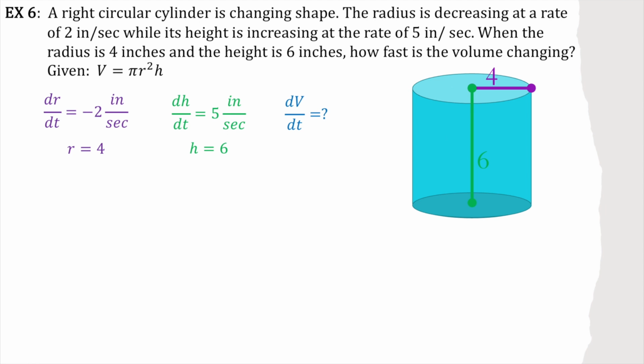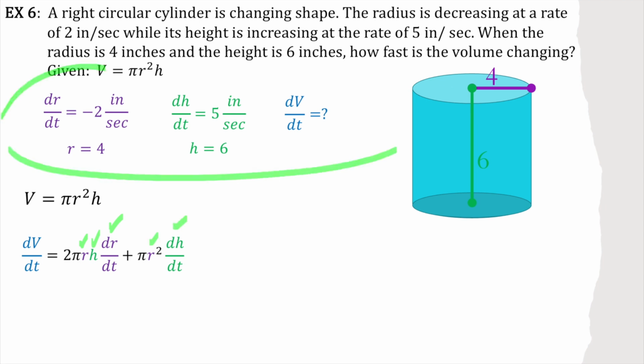We have all our information. We know that the volume is pi r squared h. Now we start solving. Taking the derivative with respect to time of both sides, we get dV/dt equals 2 pi r h dr/dt plus pi r squared dh/dt. And let's see, r we have accounted for, h we have accounted for, dr/dt, dh/dt. All of that information is accounted for up here, so we just have to plug it in.